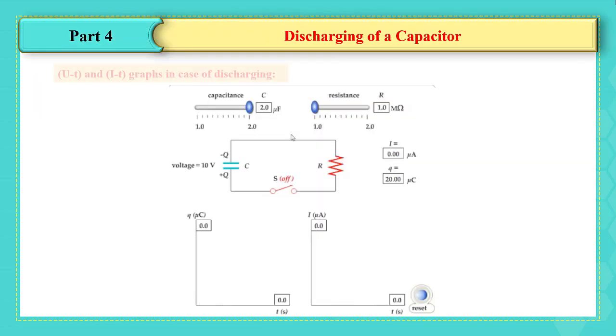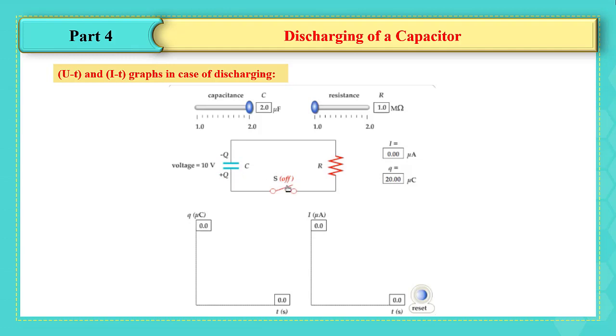After studying the charging process of an RC circuit, now we are going to study the discharging process in an RC circuit. As you can see, in this circuit we have a resistor and a capacitor which are connected in parallel. The capacitor has a maximum voltage of 10 volts and it has two plates. One is negatively charged with charge minus Q and the other one is positively charged with charge plus Q.